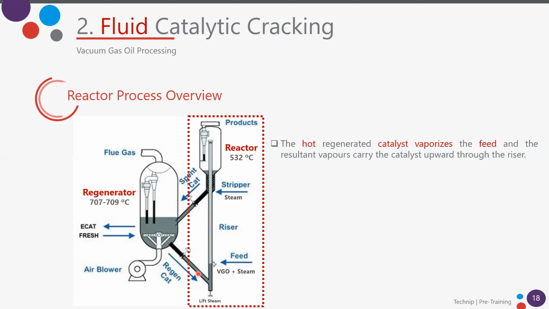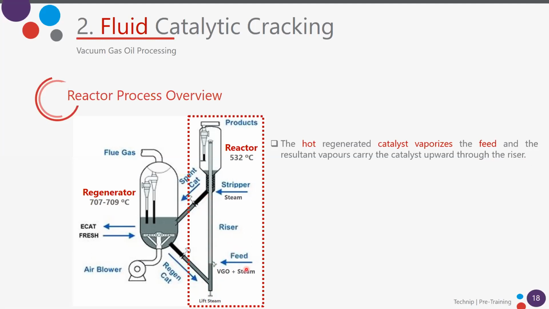So this catalyst vaporizes the feedstock, and the resultant vapors carry the catalyst upward through the riser. You will increase the volume, you will vaporize, and you will have the vapors in this direction. This lift steam is injected to improve the fluidization of the feedstock through the riser.